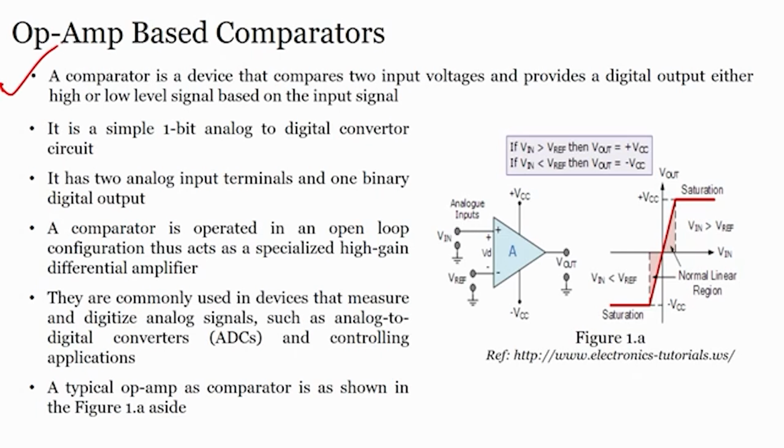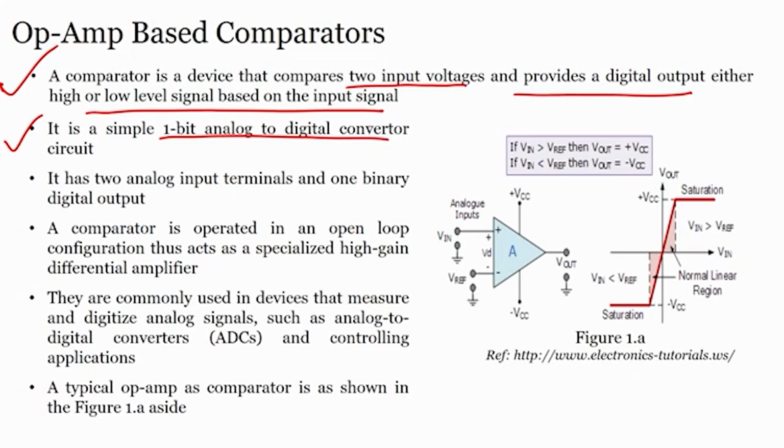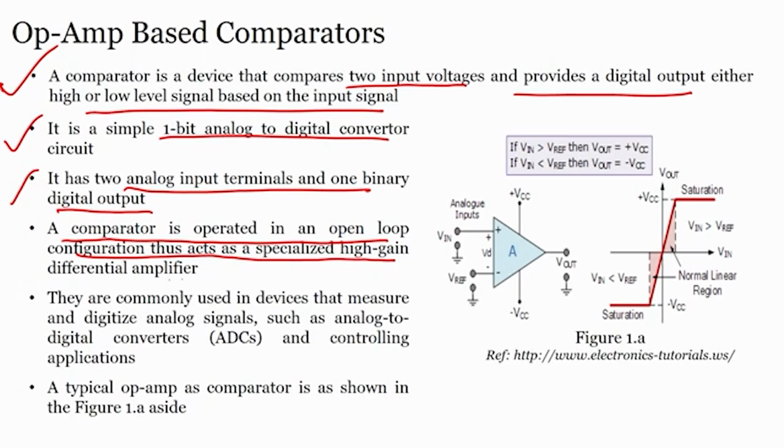Again, a comparator is nothing but two input voltages providing a digital output, either high or low, based on the input signal. That is the first point. Second point, it is a 1 bit analog to digital converter. Third point, it has two analog input terminals and one digital output terminal. These three things we have seen, right. Let us see the fourth thing. A comparator is operated in an open loop configuration, and thus acts as a specialized high gain differential amplifier.